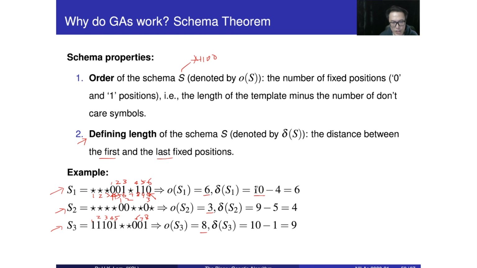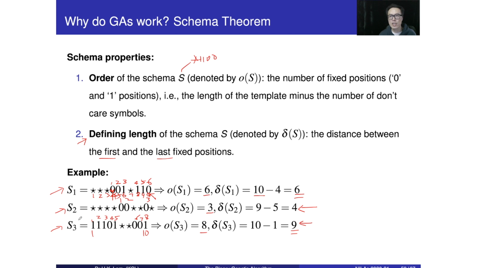So we have 10 minus 4, that is the position of this 0. 10 minus 4, that is 6. We are going to do the same for the rest. For example, this one is position 1 and this is position 10. 10 minus 1, the length of this schema, that is 9.